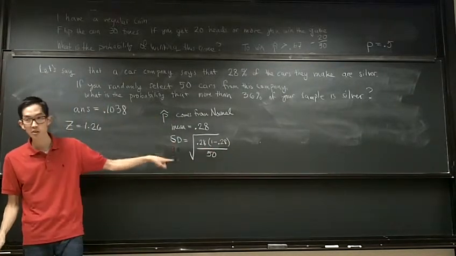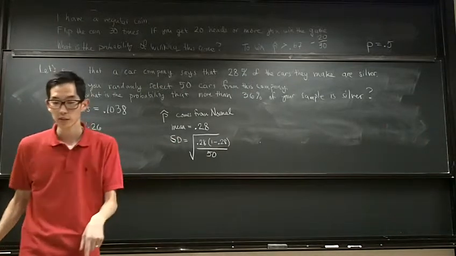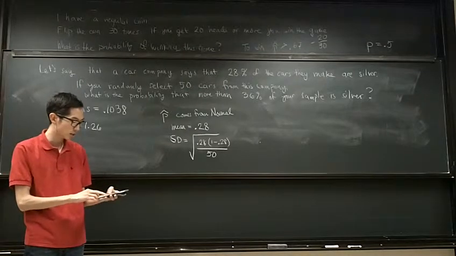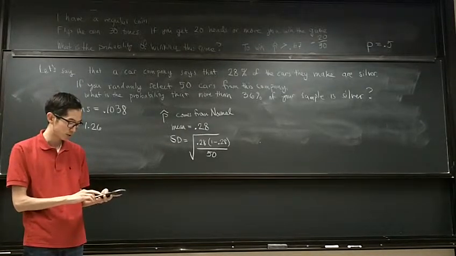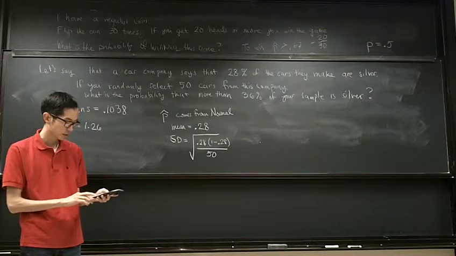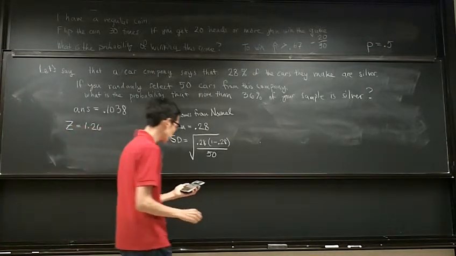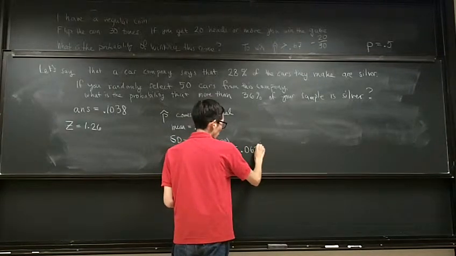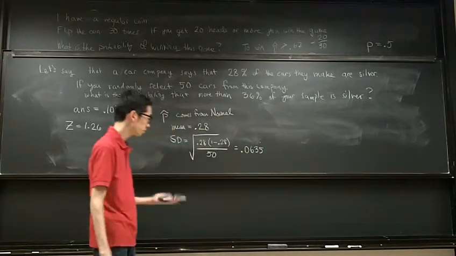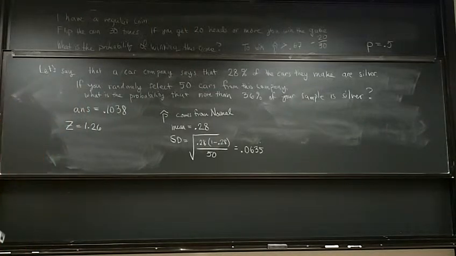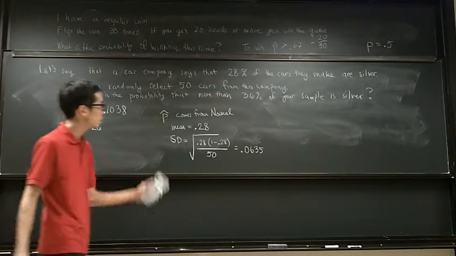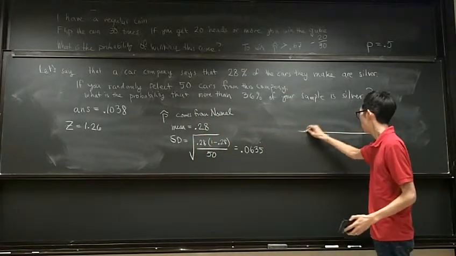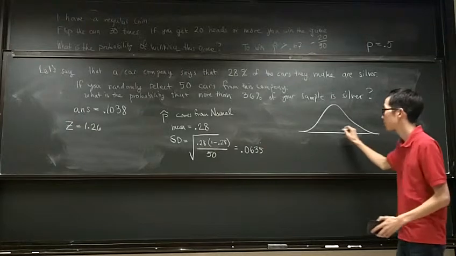Just want to make sure this is okay with everyone. Again, if you have no idea where certain numbers are coming from, you got to say, hey, I don't know where that number is coming from. Okay, I take the square root of this, I get 0.0635. Okay, 0.063498, but that's close enough. I'm asking what's the probability that 36% or more than 36% is silver.